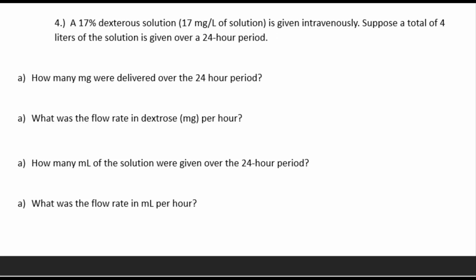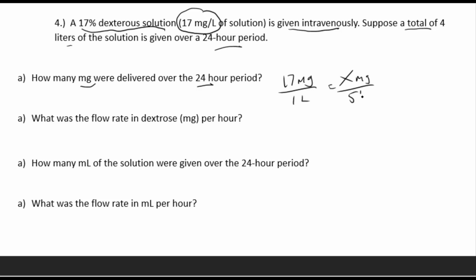Well, I don't want to give too much away here, but I will do a few things. So it says a 17% dextrose solution. And this is weight per volume. It is given intravenously. 4 liters is given over a 24-hour period. How many milligrams were delivered over 24 hours? Well, that's just simply this, right? Cross multiply and divide. And you get your milligrams.